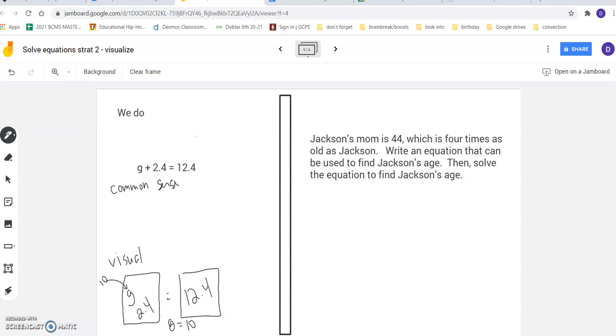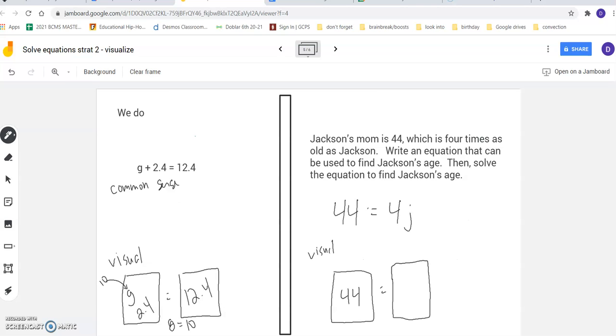Okay. Second one, I know you already have your expressions written, so I'll just write these down. I think we had it as 44 equals 4 times Jackson's age. And so if we want to do a second strategy for that, my 2 boxes need to be equal. 44 on this side, 4 J's on this side. And again, you're trying to figure out what each of those J's equals.